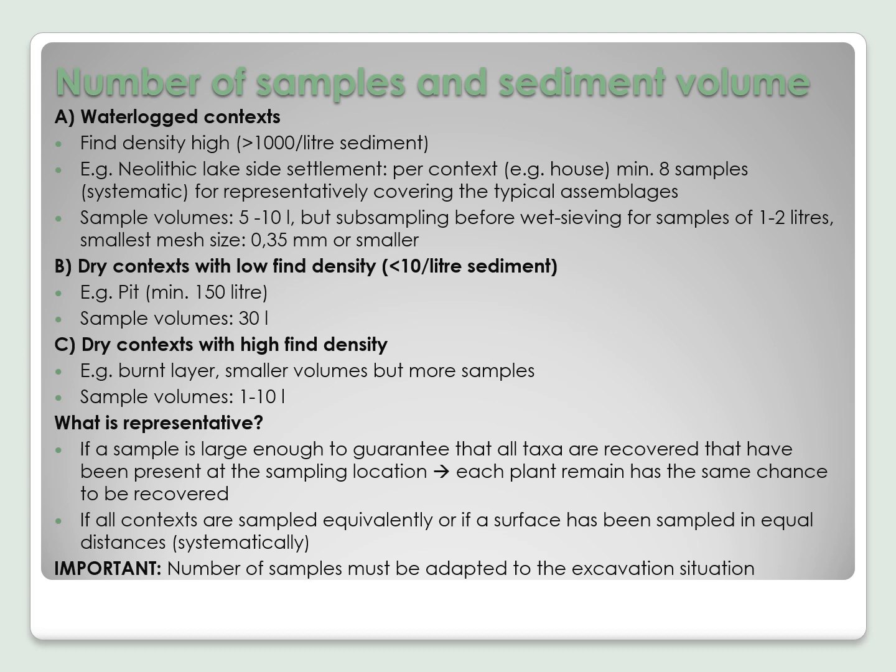Archaeobotanists often use the term representative. But what is meant by representativeness? In general, the goal is to work with samples that are large enough to guarantee that all taxa that have been present at the sampling location are covered. That is, each plant remain should have the same chance to be recovered. This can only be achieved if all contexts are sampled equivalently or if a surface has been sampled systematically.